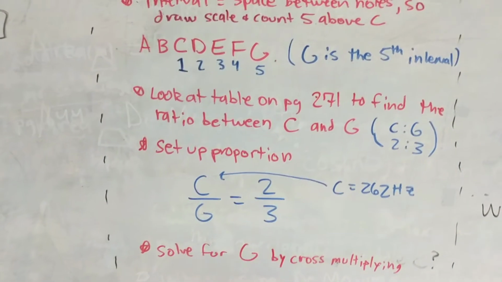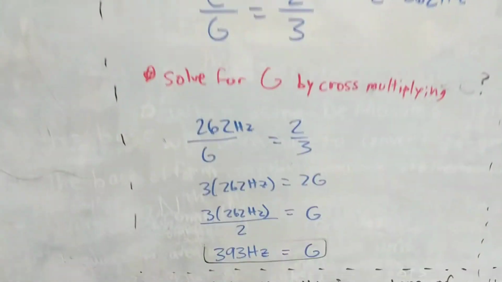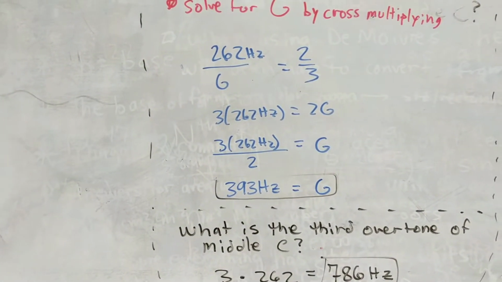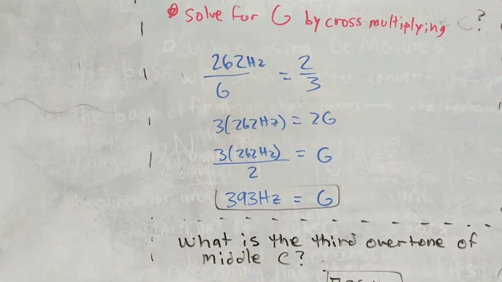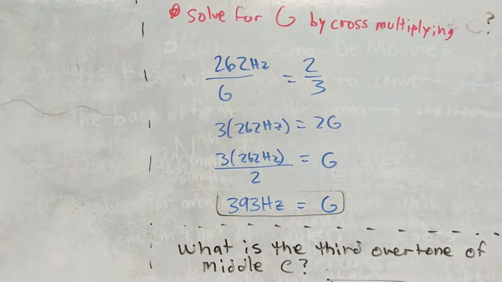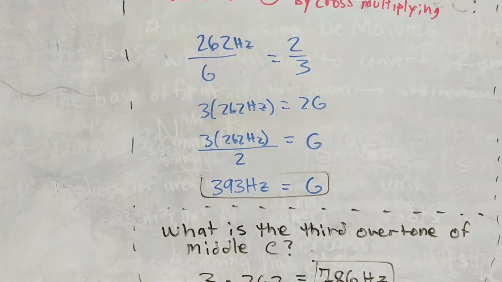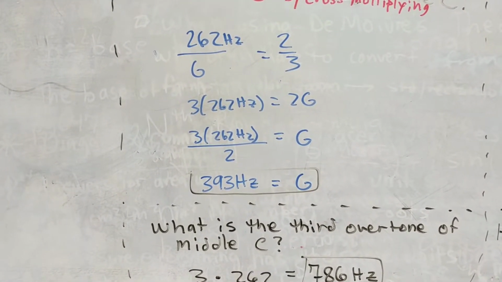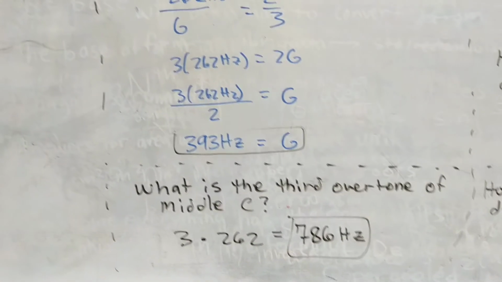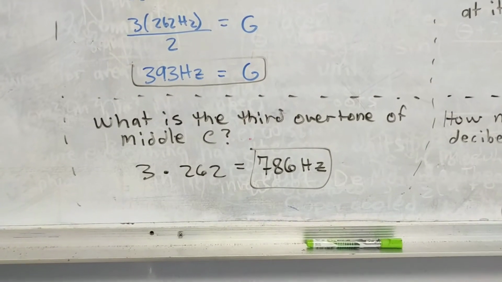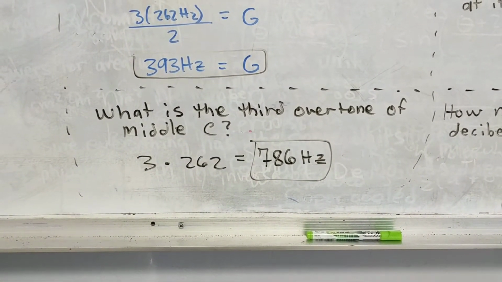Okay? We then plug our value for C and find G by cross multiplying. So we take 262 over G is equal to 2 over 3. Cross multiplying it, 3 times 262 is equal to 2G. And then we just divide each side by 2 and we get 3 times 262 divided by 2 is equal to 393 hertz.